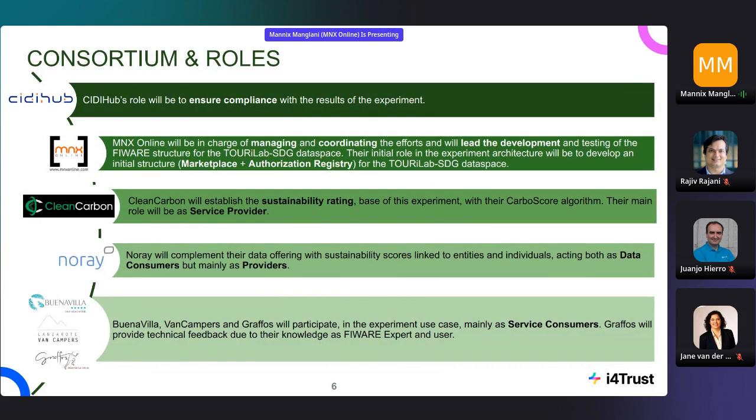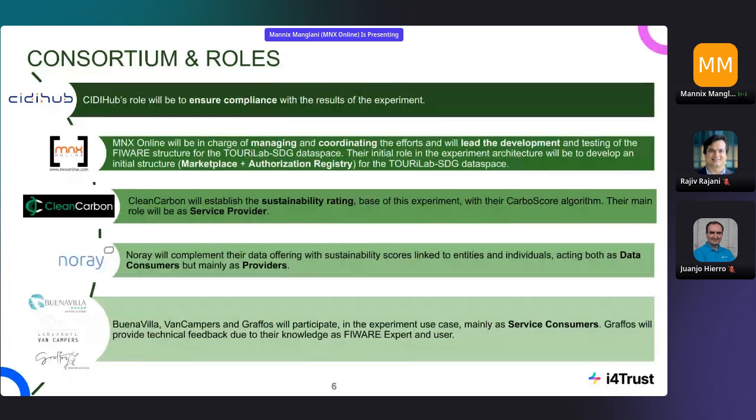There is a city hub, which will be the digital innovation hub that holds the experiment. MNX Online, which I represent, is the main coordinator of the experiment. And here come the other entities such as Clean Carbon, which will have the sustainability rating on which we will base our current use case. I'll explain that later.